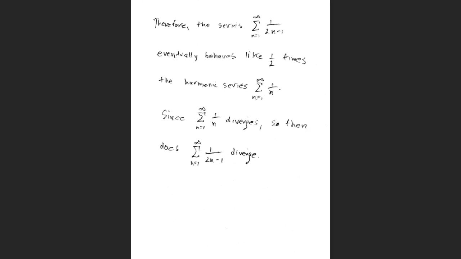So our series eventually, notice I say eventually, that means when n is large, our series will behave like 1/2 times the harmonic series by virtue of the fact that the ratio of the terms in the limit equals a half. So therefore, since the harmonic series diverges, our series also has to diverge.